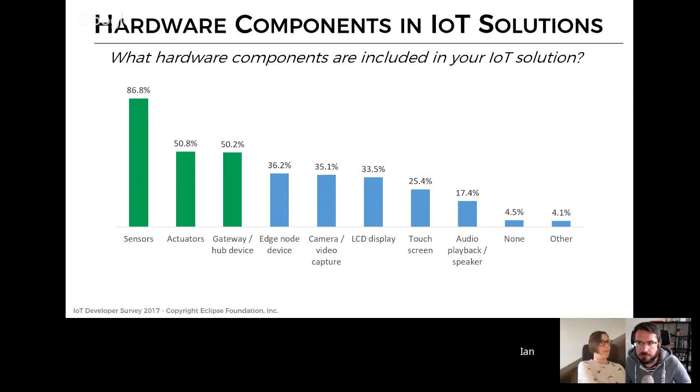Then we went into a series of two questions, new this year, about what hardware and software components people use when building their IoT solutions. Just to see what people are putting together. Not a huge surprise that sensors, actuators, and gateways are the key things. When you look at some of the other hardware technology, it starts to taper off. So not a huge change, not a huge surprise to me there.